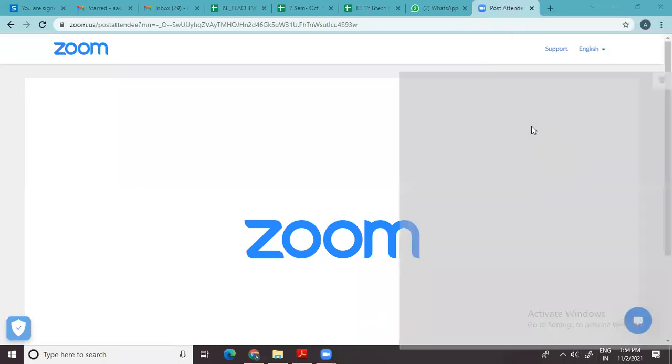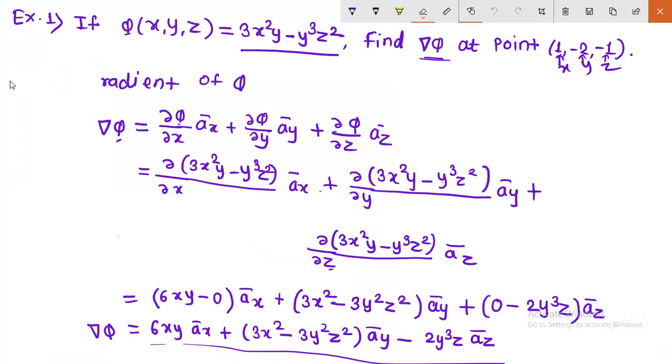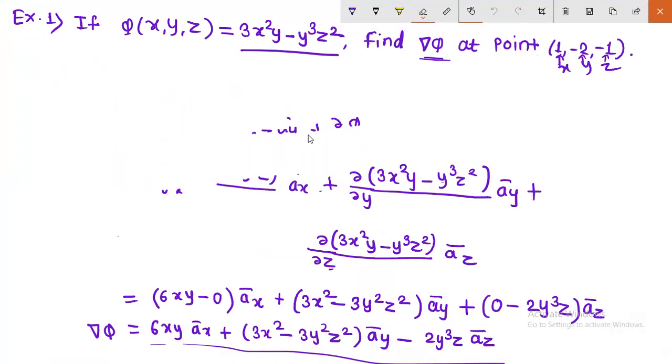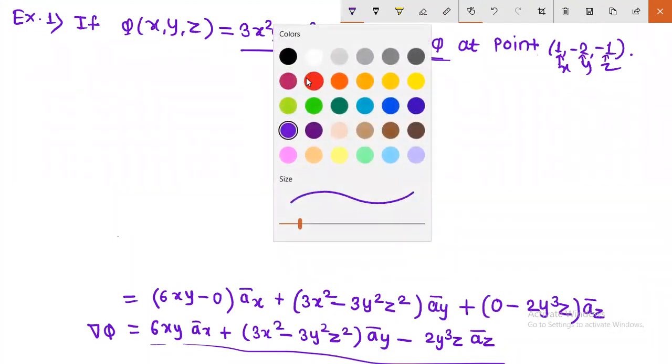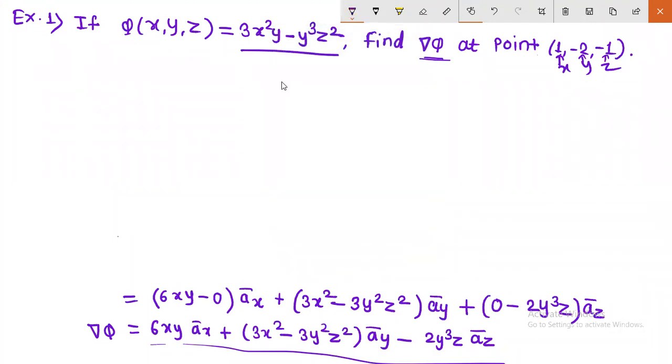I'll erase this upper part here and use another color so that you will understand that this point comes after the point below. So we have to find del phi at 1, minus 2, minus 1.